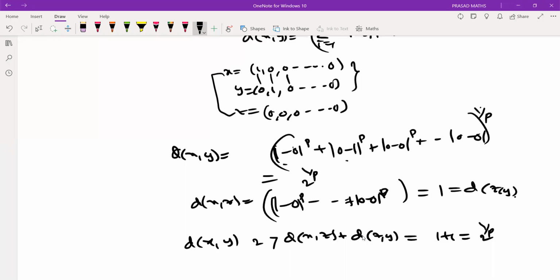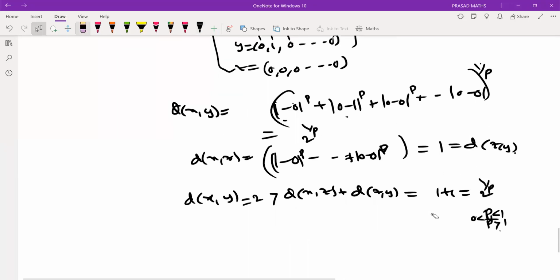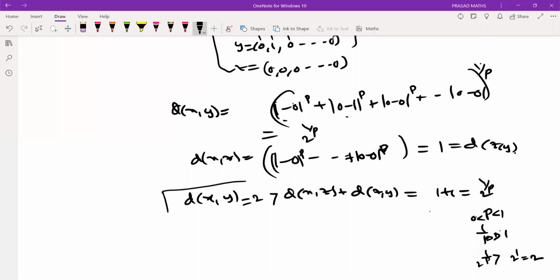Why? Because p lies between 0 to 1, 1 by p is bigger than 1. Therefore 2 power 1 by p is always bigger than 2 power 1, that is exactly 2. Therefore the triangle inequality fails. So it cannot be met. That is not a metric.